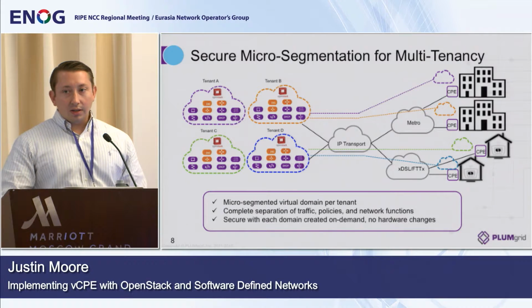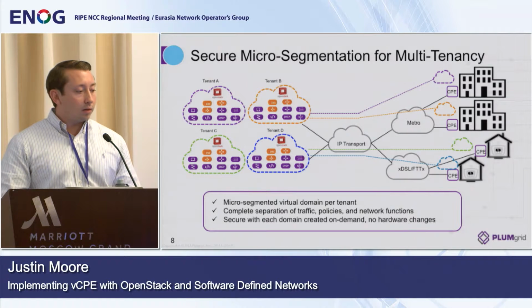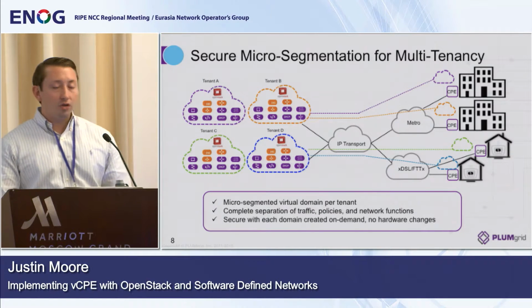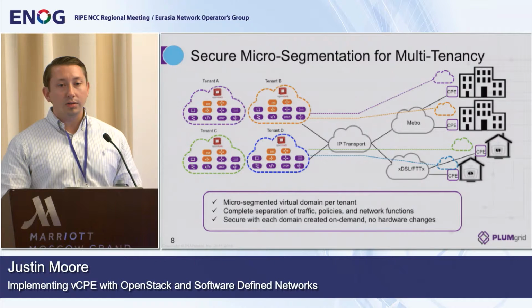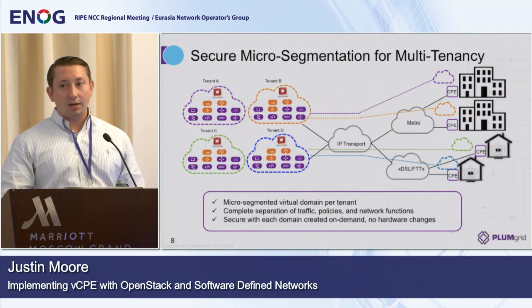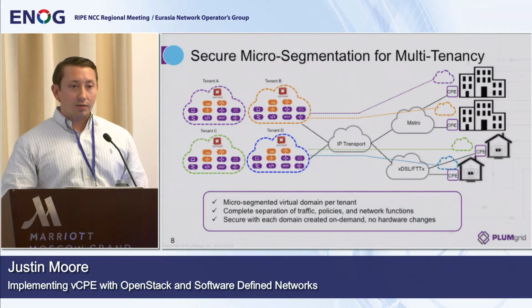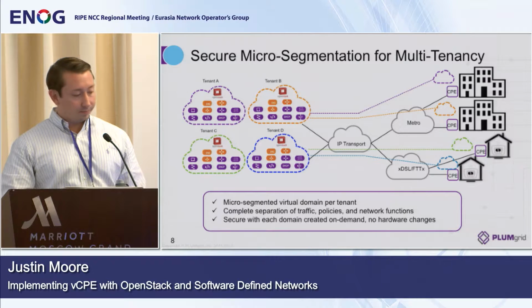Part and parcel to this, of course, is micro-segmentation. We can't deliver any service that's going to allow cross-talk or cross-communication between tenants, between end customers. The ETSI model doesn't specifically call this out, but micro-segmentation, I think everyone would agree, is a pretty hard requirement for any successful vCPE deployment.